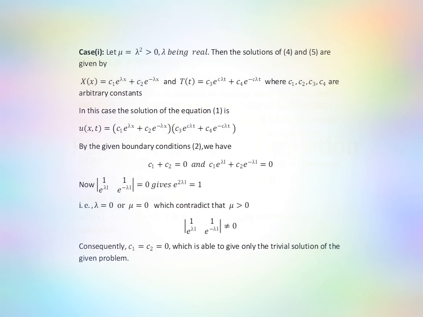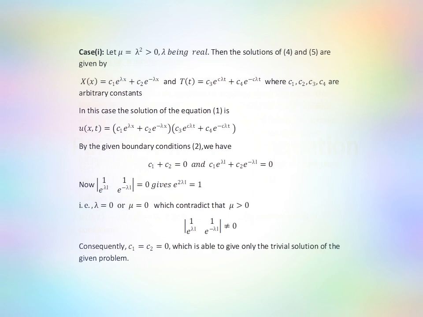In this case, the solution of equation 1 is u of x, t equal to c1 e to the power lambda x plus c2 e to the power minus lambda x, multiplied by c3 e to the power c lambda t plus c4 e to the power minus c lambda t. By the given boundary conditions, we have c1 plus c2 equal to 0 and c1 e to the power lambda plus c2 e to the power minus lambda equal to 0. Now the determinant of the coefficient matrix, 1 1, e to the power lambda, e to the power minus lambda, gives e to the power 2 lambda equal to 1. So lambda equal to 0 or mu equal to 0, which contradicts that mu is greater than 0.